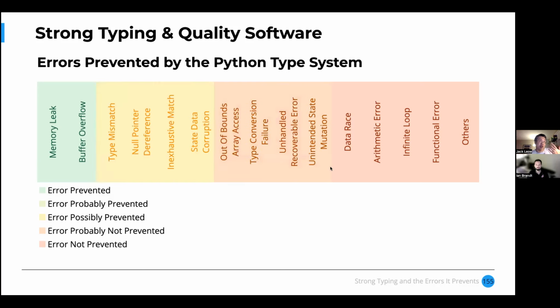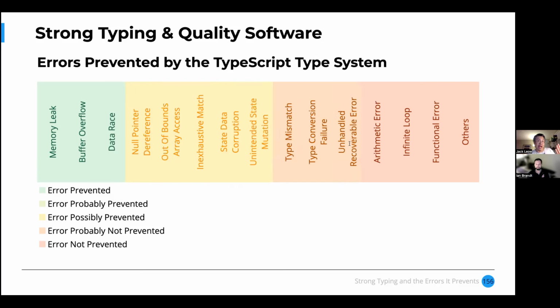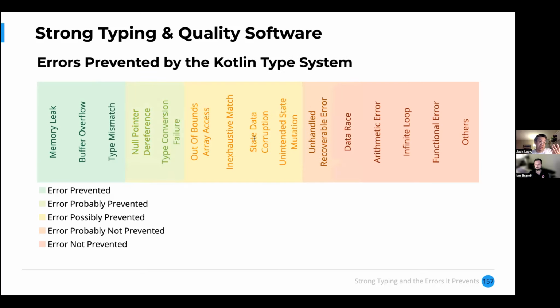Contrast this with Python. Again, it's not that great because of the optional typing part of it. So there's a lot more yellow and oranges in Python and TypeScript. But then as you go into Kotlin, you start seeing more greens, right? Again, type mismatch is guaranteed not to be there. Null pointer dereference and type conversion failures are not guaranteed.